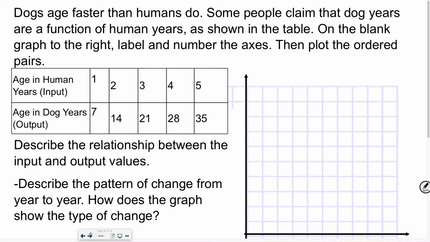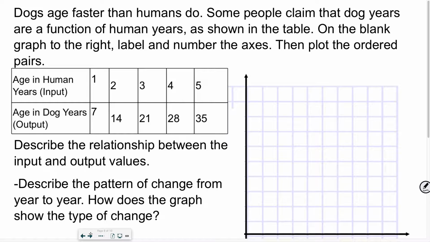So I heard Giovanni over there saying we're multiplying by 7. Oh, you didn't say that? Sorry, I just heard it in that direction. Okay, so we're multiplying by 7. Good. So that's our relationship between the input values and the output values.